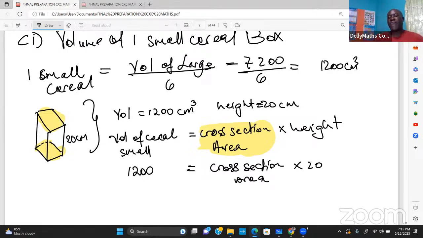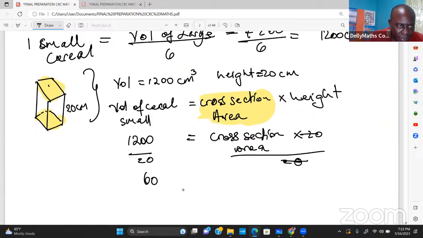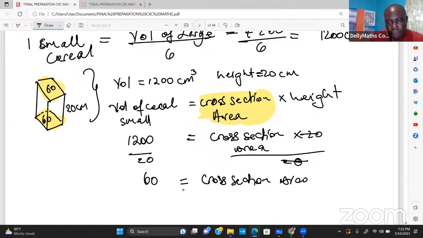So as you could see, I could find the cross-section area now. I divide by 20. Why am I taking this long? I'm giving you the right idea. I don't want to jump. So you divide by 20. So you're seeing 1,200 divided by 20. You're getting 60. You know what that 60 is? 60 is the area of this, or you could say the area of that. So notice now the cross-section area is 60 cm squared.